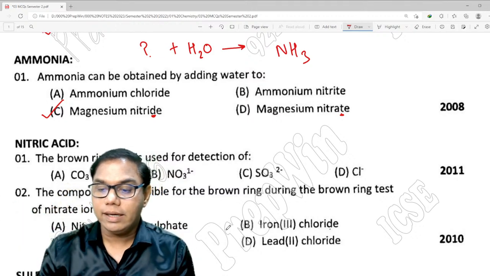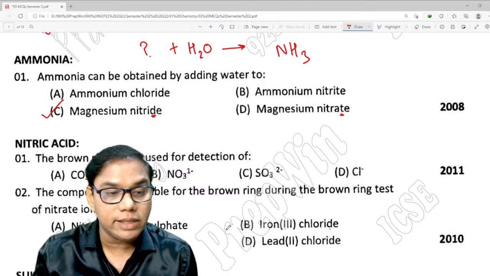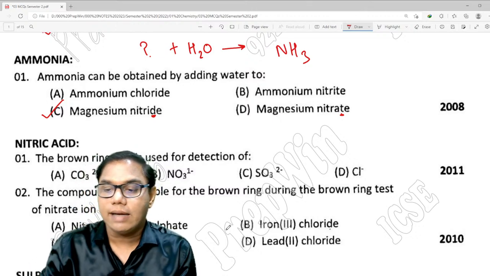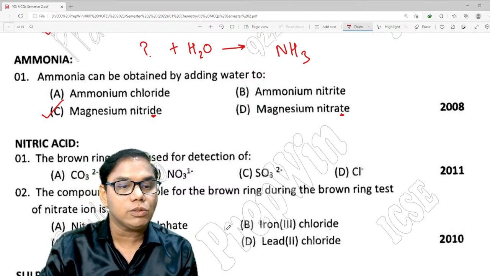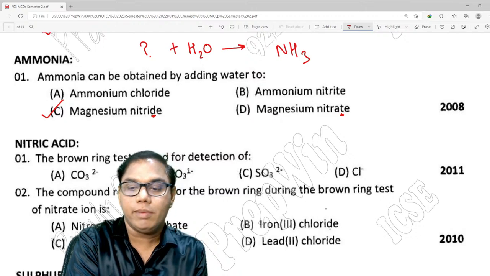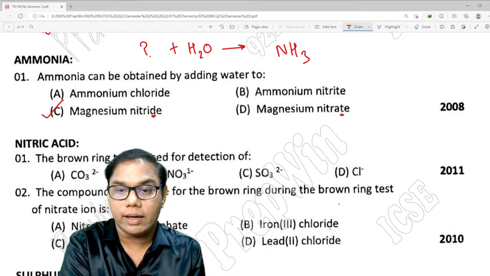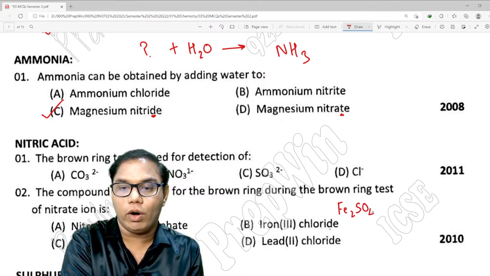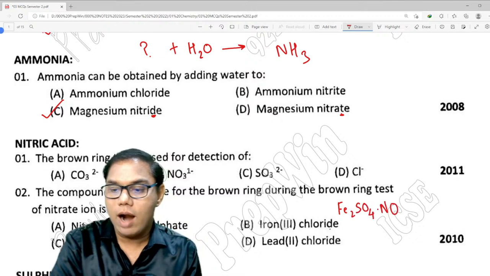Please don't leave this. What is the answer? I could see students are divided as far as this answer is concerned. Correct answer is what? Do you know what product we get in the brown ring test? That is Fe2SO4.NO.